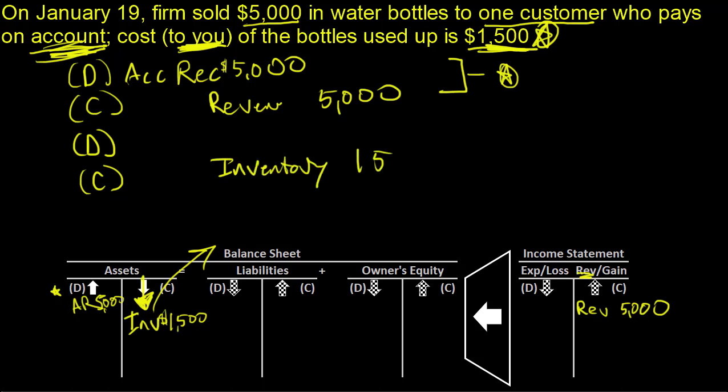and 1,500. So what do we call this right here? We call it cost of goods sold, COGS, cost of goods sold of $1,500. You could call it inventory expense if you want, but cost of goods sold is usually what we write this as. So cost of goods sold is what our debit's going to be for $1,500.